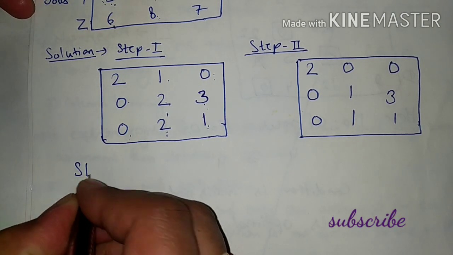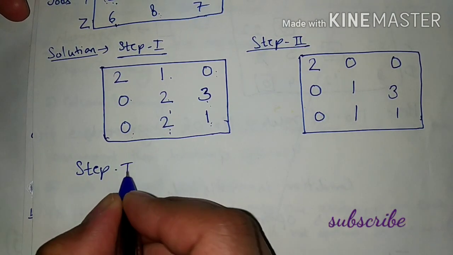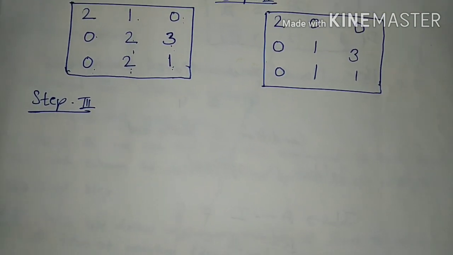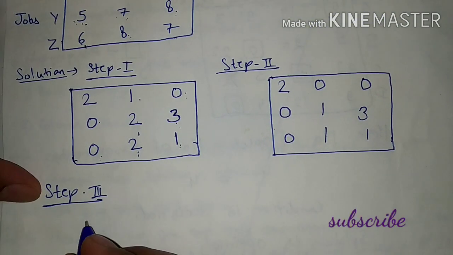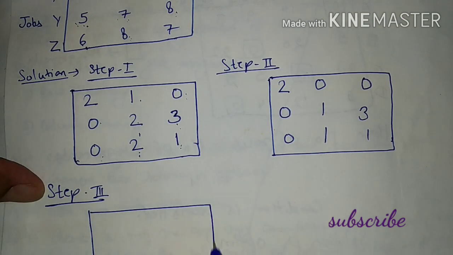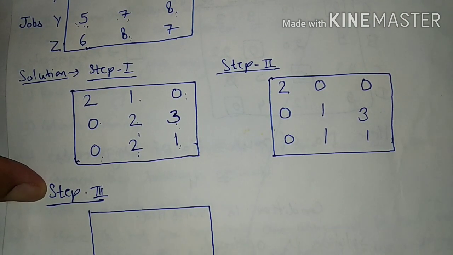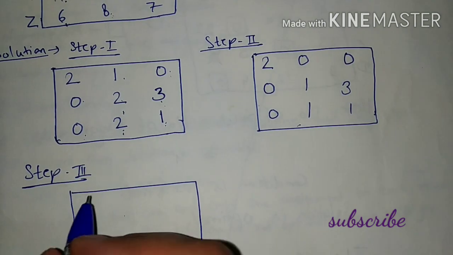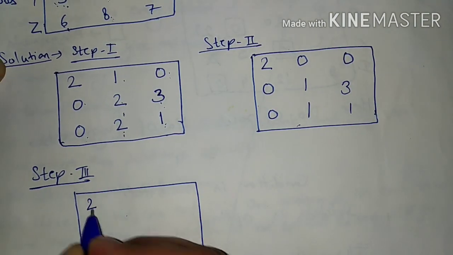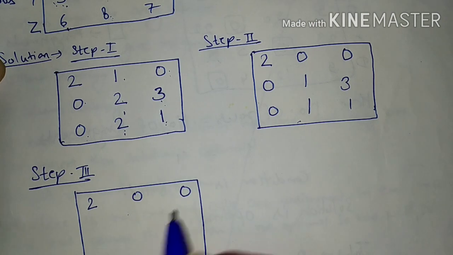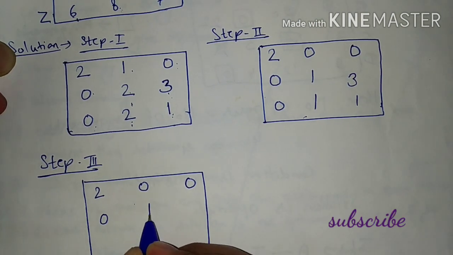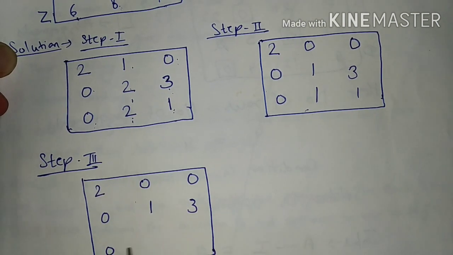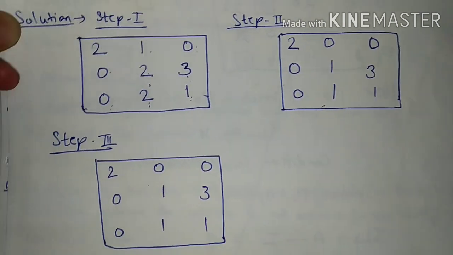Step number 3. Now we give assignments. Let us take the matrix which we have got from column reduction. I am writing this matrix here: 2, 0, 0, 0, 1, 3 and 0, 1, 1.